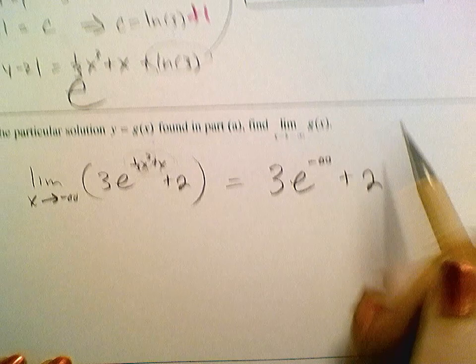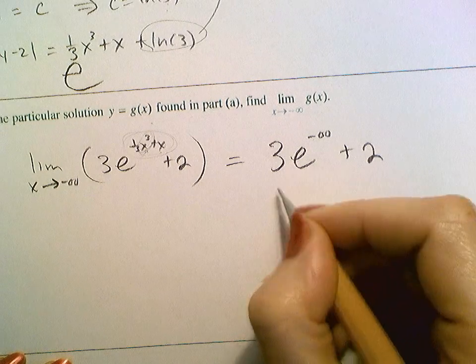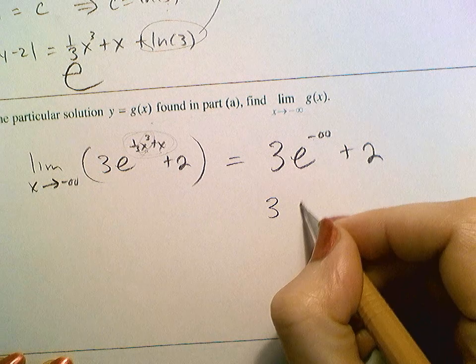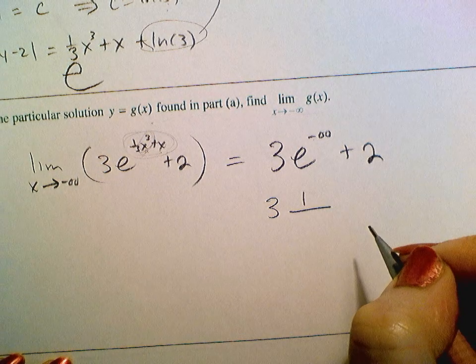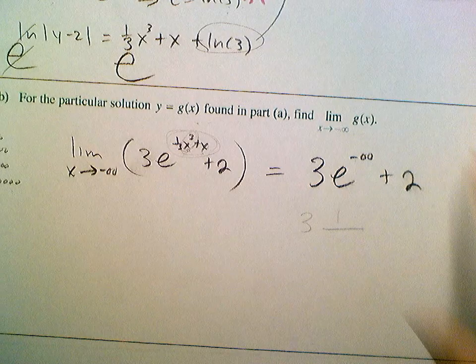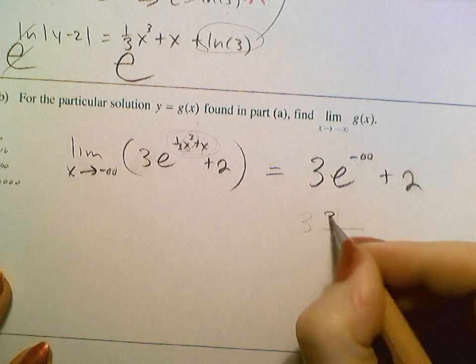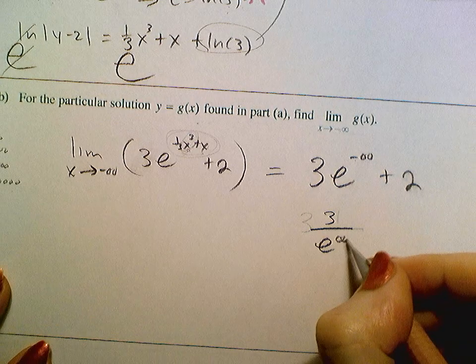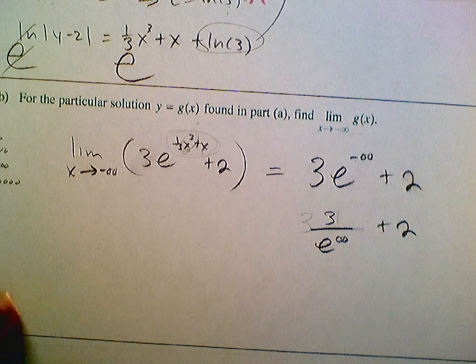All right? But what happens if we make this positive? This is 3 over 1. Or let me leave the 3. You don't have to erase that, but it's just a little more sophisticated to just go 3 over e to the infinity plus 2.